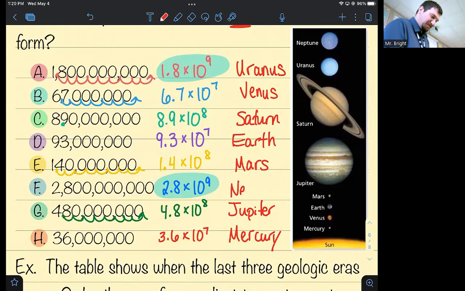Which means Neptune is the farthest from the sun at 2,800,000,000 miles, or we might say 2.8 times 10 to the 9th.